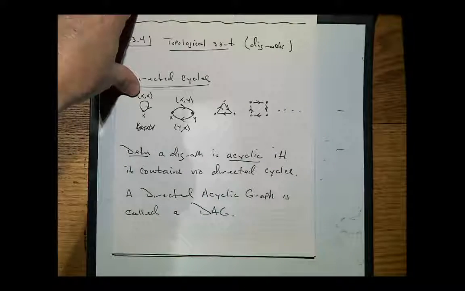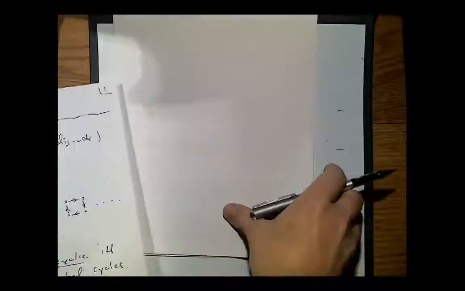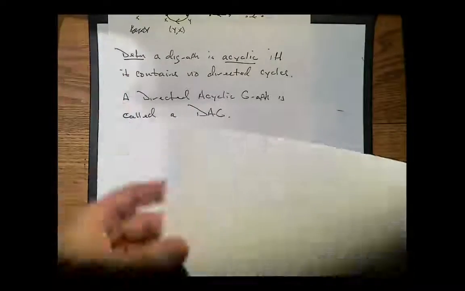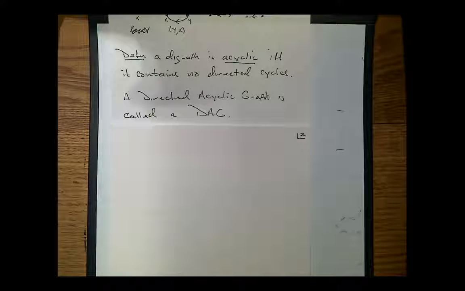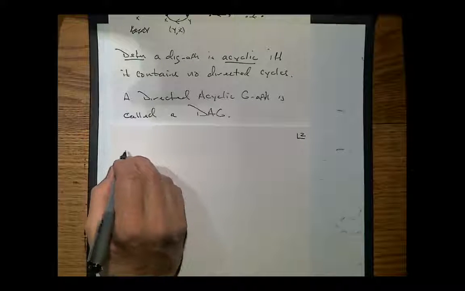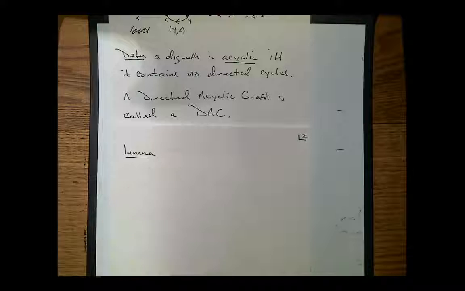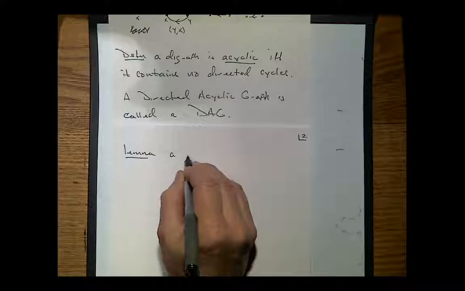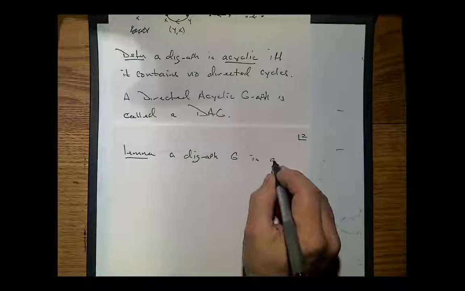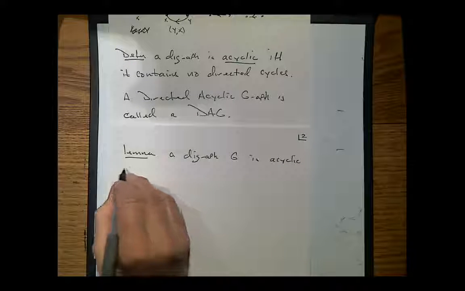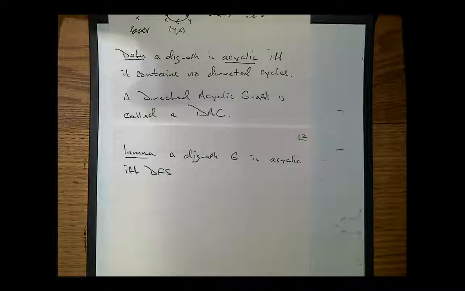Okay, how do you tell if a digraph is a DAG, is acyclic? This is how. Here is a lemma. A digraph G is acyclic if and only if DFS yields no back edges.